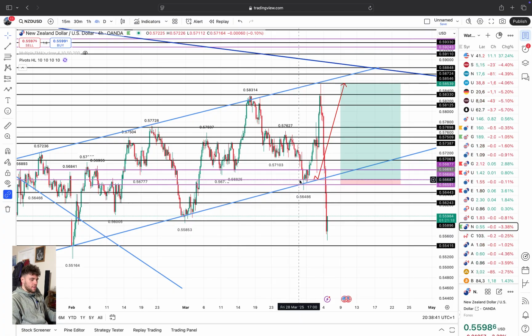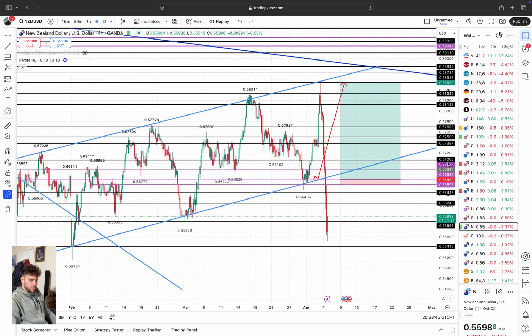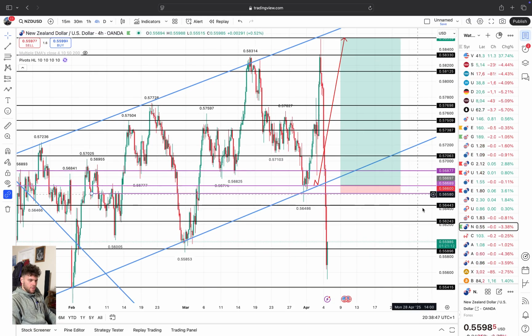Obviously, I set an alert at this exact level, as you guys can see, 0.56689, so it would notify me that it has been hit. The reason why is because I knew this would be at the trendline area and a potential rejection point to then take a position from.